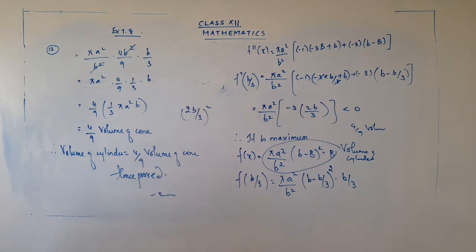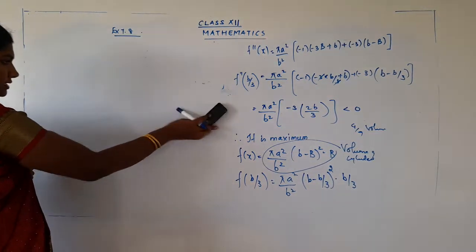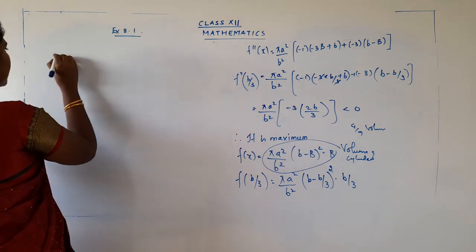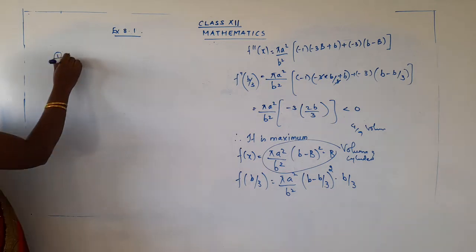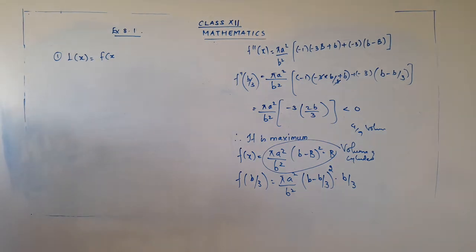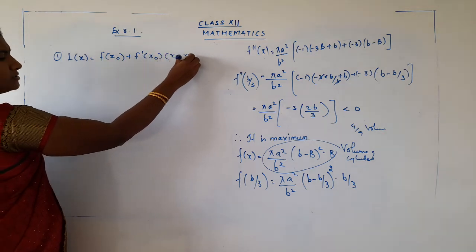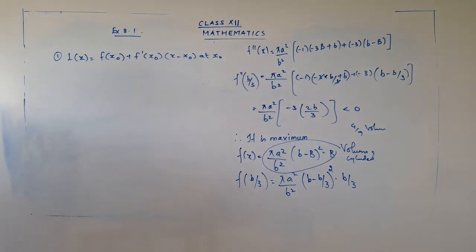So, just take down the answers. Start with the answer part here. This is 8.1, sum number 1. Okay, here we are talking about the linear approximation. So, write down the formula for the linear approximation. Write down L of x is equal to f of x naught plus f dash x naught into x minus x naught at x is equal to x naught. So, this is the formula that we are going to use.